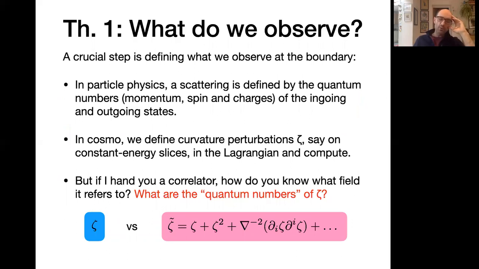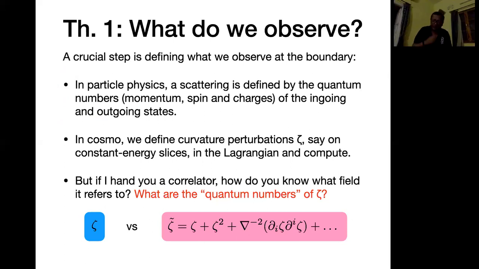So the first step is that we have to define what we are talking about. So the first thing that we want to observe: when you're doing particle physics, you know what you want to observe because you build a collider and you smash particles onto each other. And then you can define what particles go into the collision by defining their quantum numbers. You say what was their momentum, their energy, their spin, maybe they had some charges. And then you can measure how many particles come out, and you can tell me what were the quantum numbers of the particles going out. And this procedure defines already a scattering amplitude. Well, experimentally you only see the norm square of that amplitude.